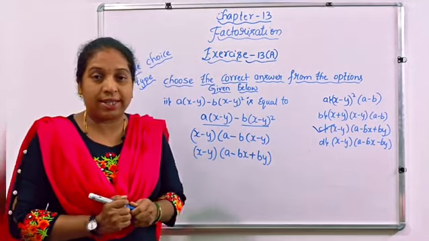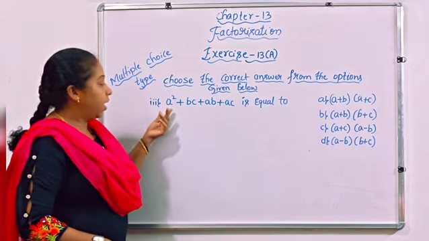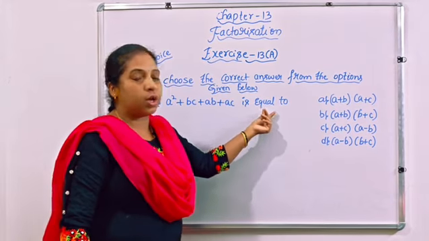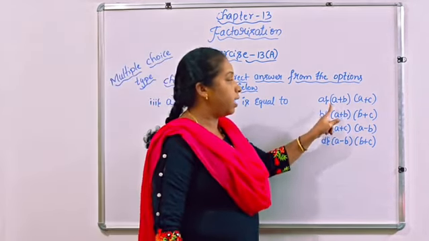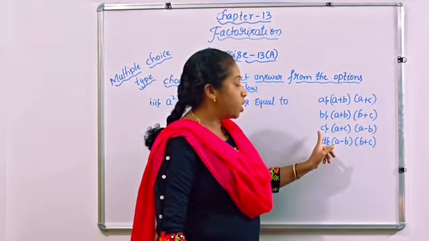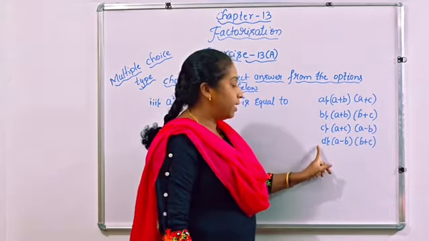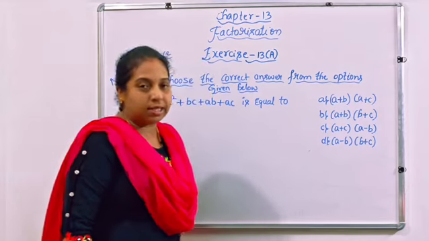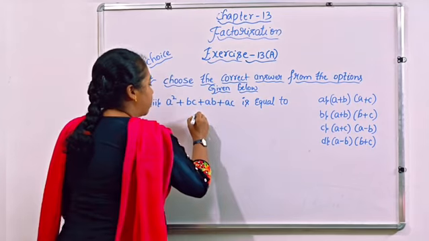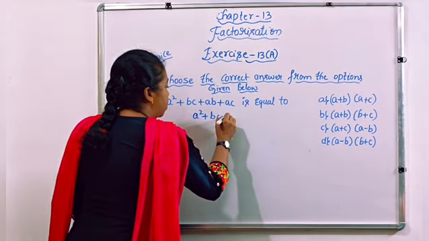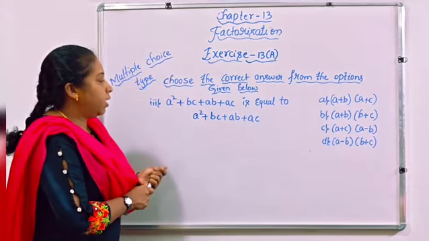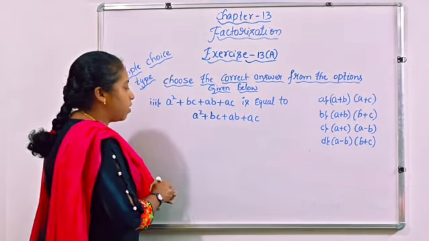We'll go for the next question, the third one: a square plus bc plus ab plus ac is equal to. They have given four options: a plus b into a plus c, b a plus b into b plus c, c a plus c into a minus b, d a minus b into b plus c. Let's write the question again: a square plus bc plus ab plus ac. There is no common factor here.